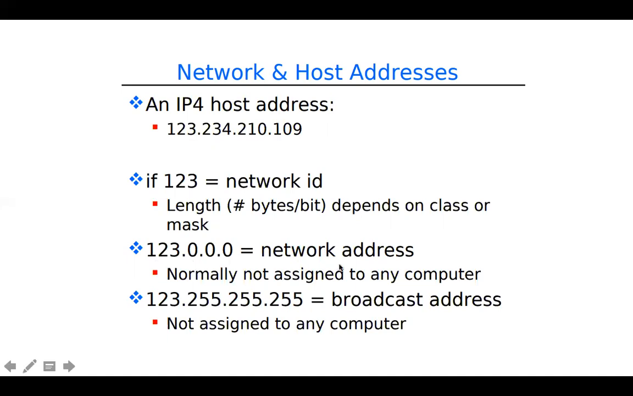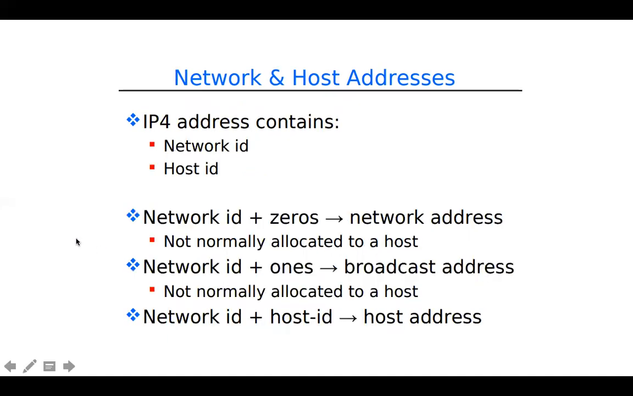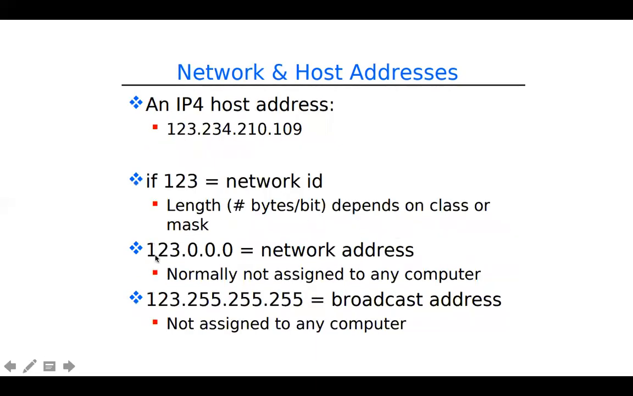Why is it the network address? Because referring back to the previous slide, it stated that network ID plus zeros is the network address. So 123 is the network ID and 0.0.0. So this 123.0.0.0 is the network address.